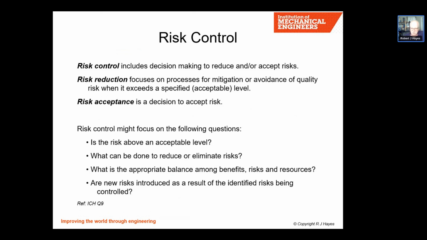So there will be a few questions in there. Is the risk above an acceptable level? If it is, what can we do to reduce or eliminate it? What's the balance between benefits, risks, and resources? Because sometimes in reducing one risk, you can elevate another risk within that process. So we've got to make sure that we haven't upset the balance elsewhere in the process, or perhaps even introduce some new risks as a result of curing one of the ones that we identified in the first instance.